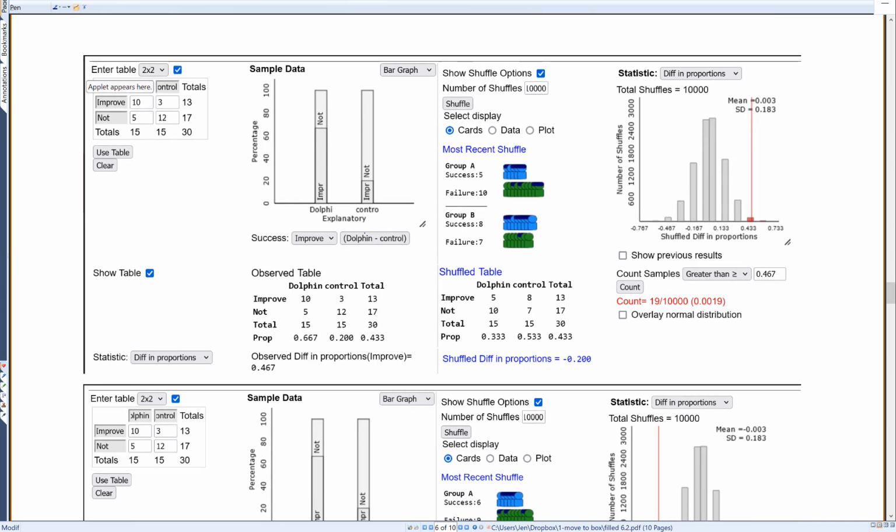Okay, so here, this is my original of dolphin minus control. So that's my dolphin minus control. Notice right here it says dolphin minus control. And my observed difference in proportions is 0.467. And when it finds the p-value for me, I put in greater than 0.467. And I get a p-value of 0.0019.